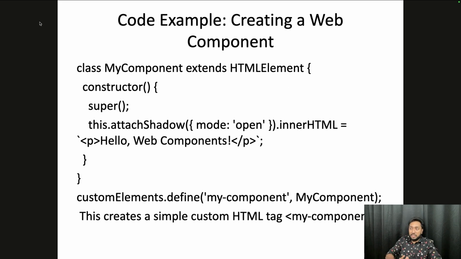Here is a code example of creating a web component. This extends the HTMLElement inside the class, and then inside the constructor we just add the innerHTML and attach it to the shadow node, and inside the innerHTML we can add anything that is possible. And then there is how we define the custom element, that is just customElements.define and my-component. This creates a simple custom HTML tag for my component called my-component.